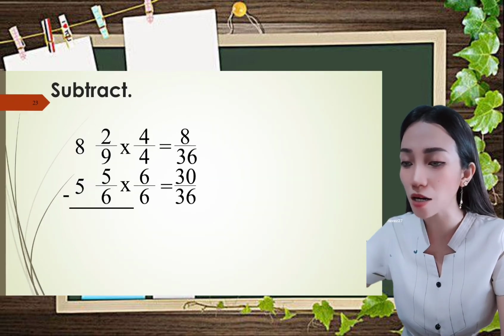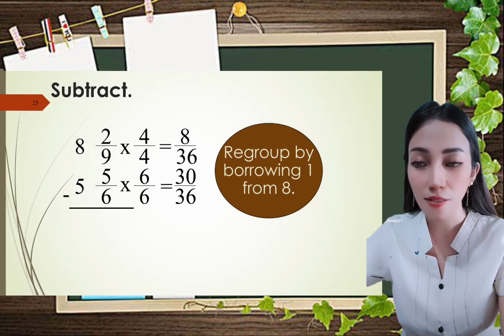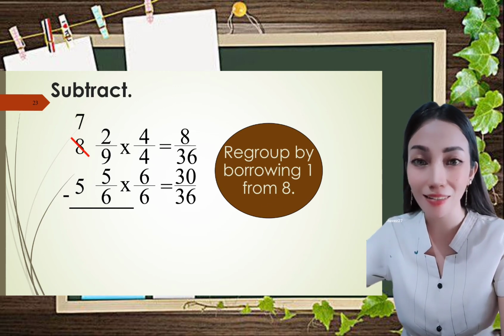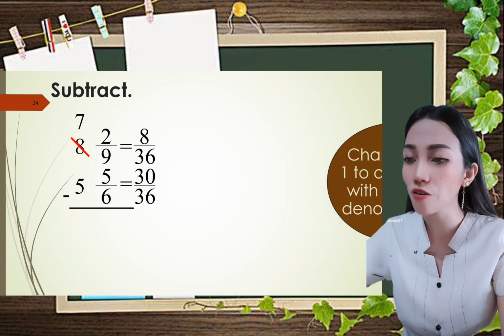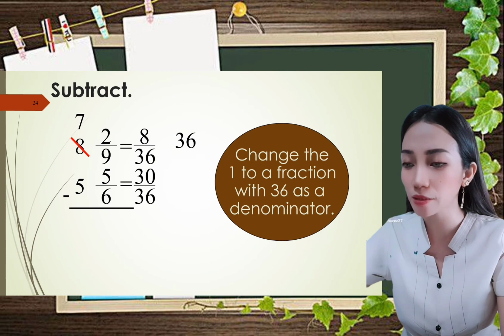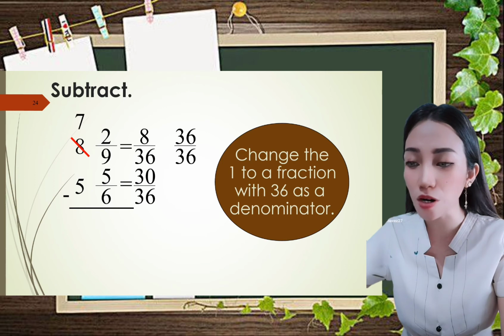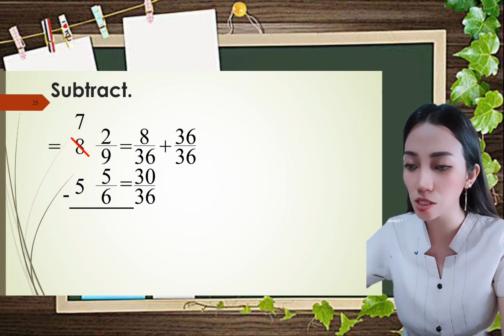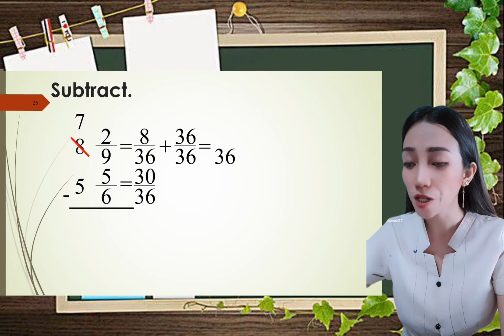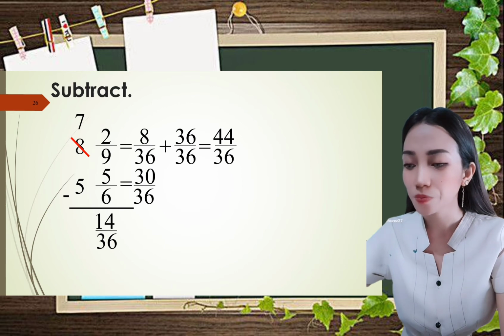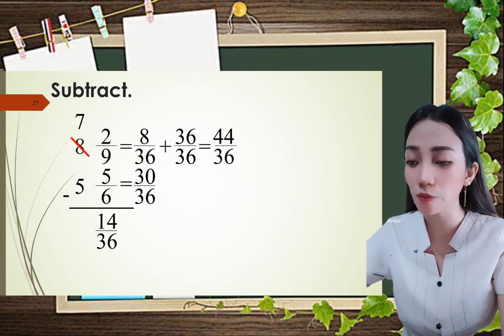Okay, can we now subtract 8 minus 30? No, that cannot be. Let us regroup. This time we will use again 36. That is 36 over 36 to be added to the minuend. 8 plus 36 is 44. And copy the LCD, which is 36. Let us now subtract 44 minus 30 equals 14 over 36, and subtract the whole numbers. 7 minus 5 is 2. So the answer is 2 and 14 over 36.